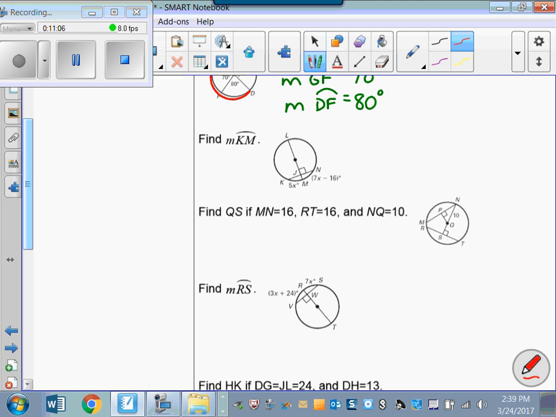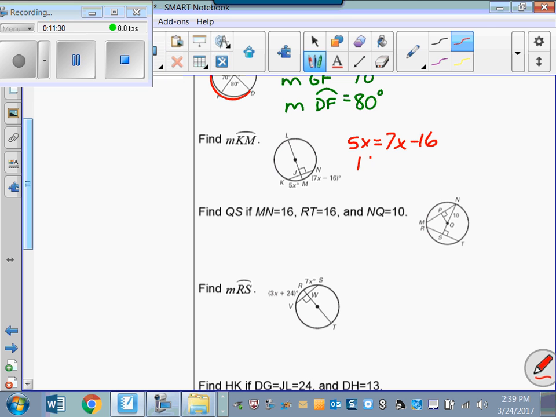Okay, find the measure of arc KM. Let's see what we have here. We've got a diameter, and it's perpendicular to this chord. Therefore, we know that it bisects the chord, and it bisects the arc as well. So what does that tell me? It tells me that 5x equals 7x minus 16.